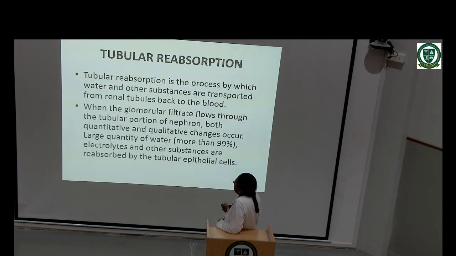Coming to tubular reabsorption. It is a process in which water and other substances are transported from the renal tubules back into the blood. When the glomerular filtrate flows through the tubular portion of a nephron, both quantitative and qualitative changes will occur. A large quantity of water is reabsorbed, that is 99% of water is reabsorbed, along with the electrolytes and other substances reabsorbed in the tubular epithelial cells.